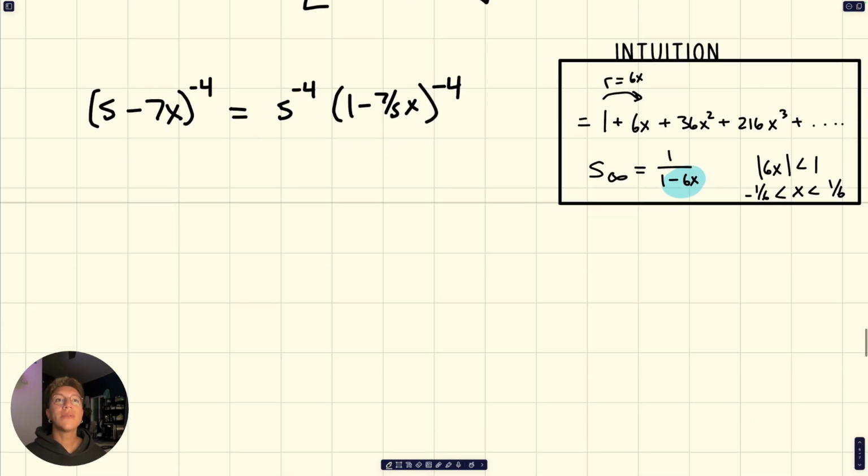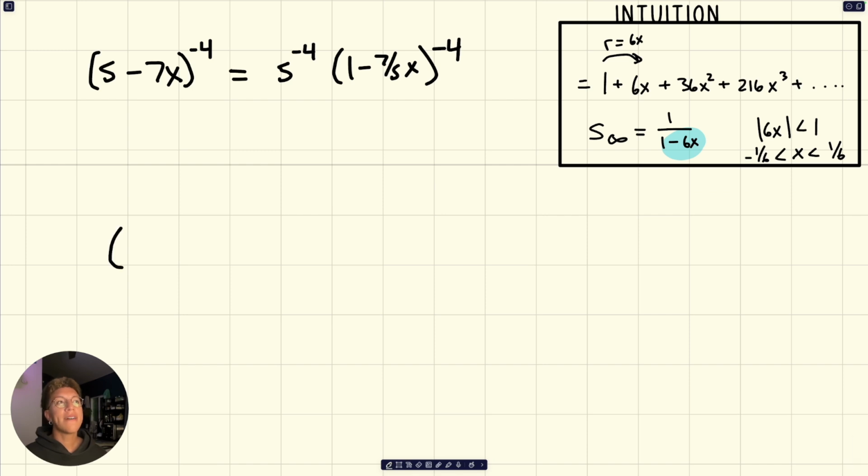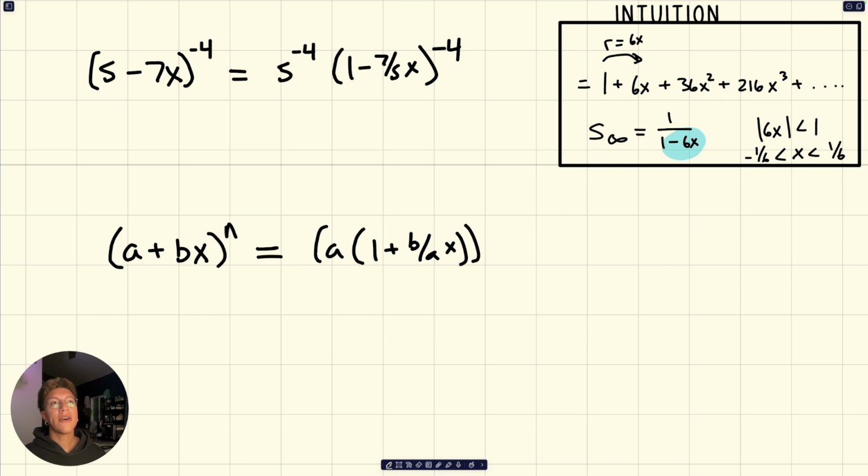So to do this generally, we say, what if we have a binomial with a number there and a coefficient in front of the x, and it's raised to the n power? Through factoring, just like we saw above, we can take an a out of both terms. So we get a, times 1 plus b over a, x, all raised to the n power. And then we can pull that a out front, so a to the n, and then we have 1 plus b over a x, all to the n power.